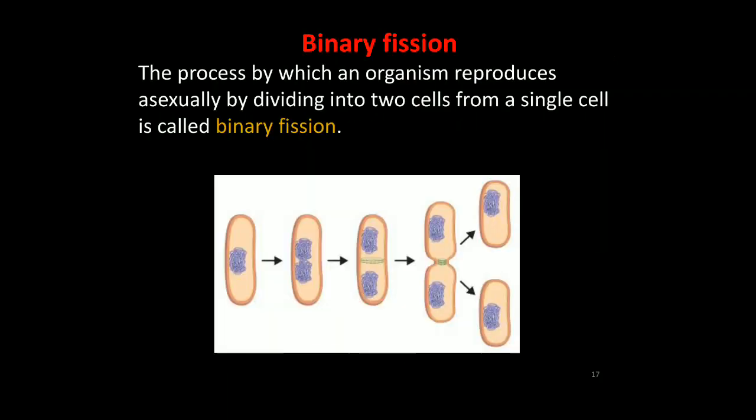Next, binary fission. The process by which an organism reproduces asexually by dividing into two cells from a single cell is called binary fission. A single organism or single amoeba or anything you can say. So what is binary fission? The process by which an organism reproduces asexually by dividing into two cells from a single cell is called binary fission. One becoming two is called binary.